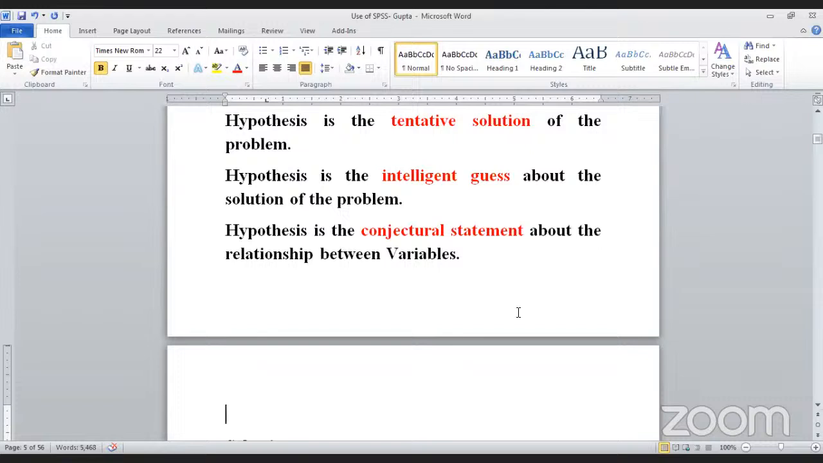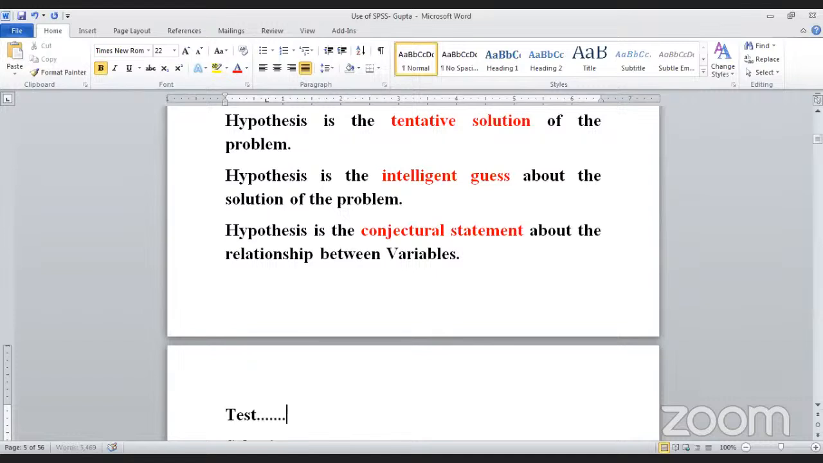So that means it is a tentative one, or it is an intelligent guess, because the doctor has a degree and he has seen many patients. So his experience and his knowledge has helped him to say that the patient is having this problem. But he makes it sure, or he tells the patient, only after the report. So that means the hypothesis has to be tested.